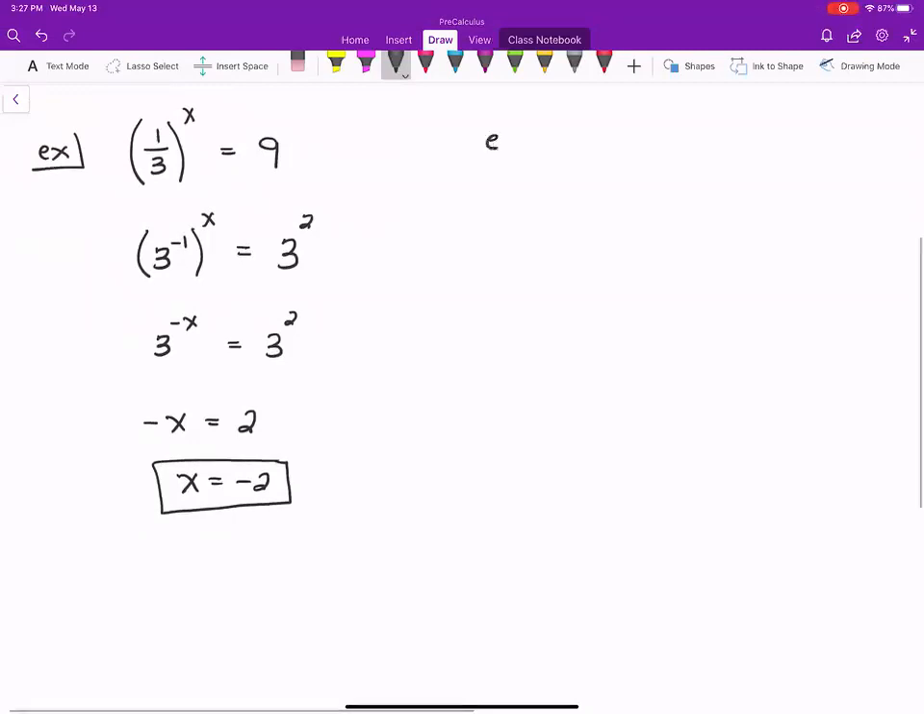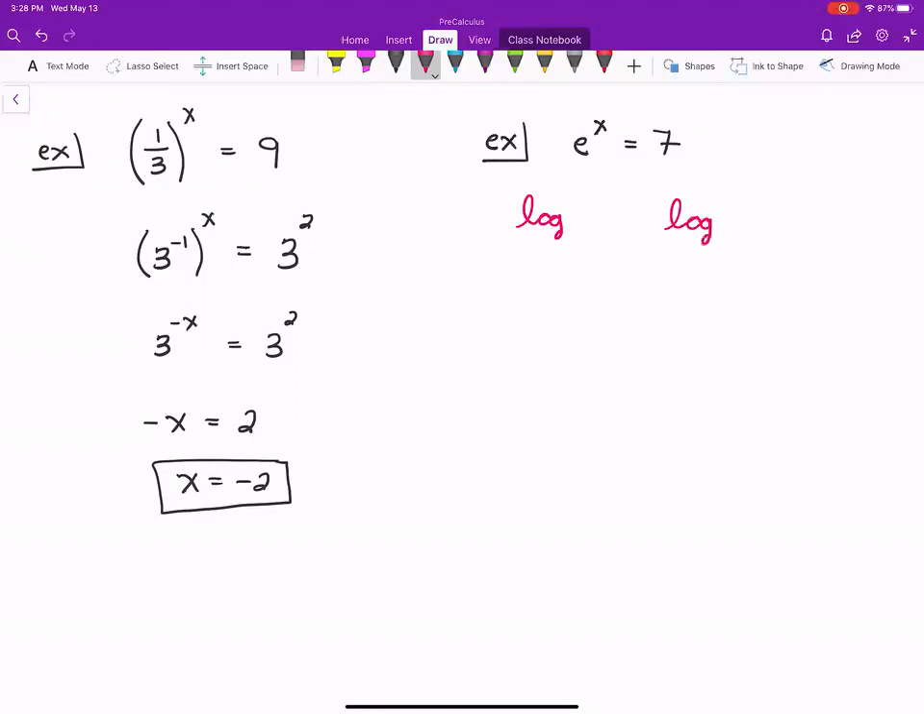Sometimes you'll get equations that you can't necessarily do that to. So like, what if I had ended up with something like e to the x equals 7? Well, e is such a special number, you cannot rewrite 7 to be in terms of e. So in this scenario, I'm going to do something to both sides. And in this case, I'm going to take the log of both sides.